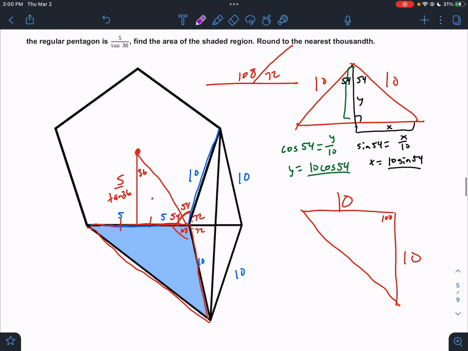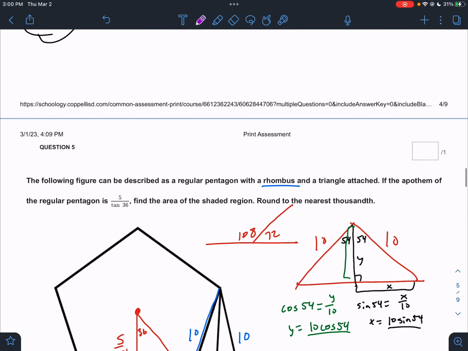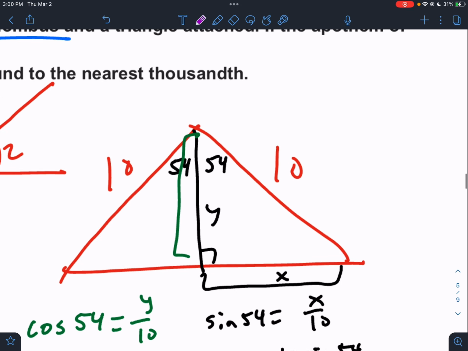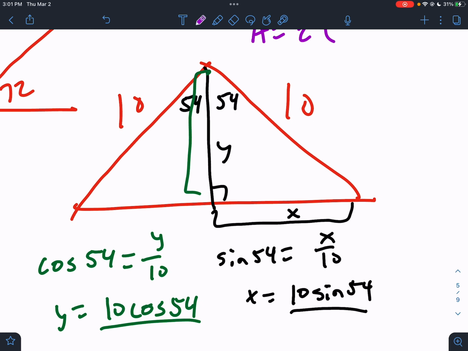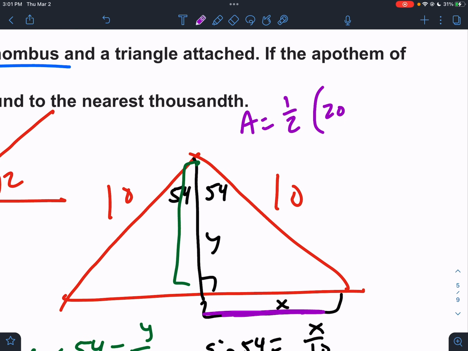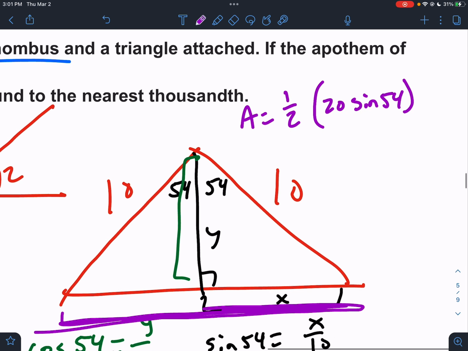We now know, so what do we have here? I'm kind of running out of room. I'll do it way up high. Let's go. So the area of the triangle would equal 1/2 times the base. Well, if this is 10 sine 54, the entire thing would be 20 sine 54. Remember, we want the entire triangle. So that'd be 20 sine 54 times the height, which would be 10 cosine 54.